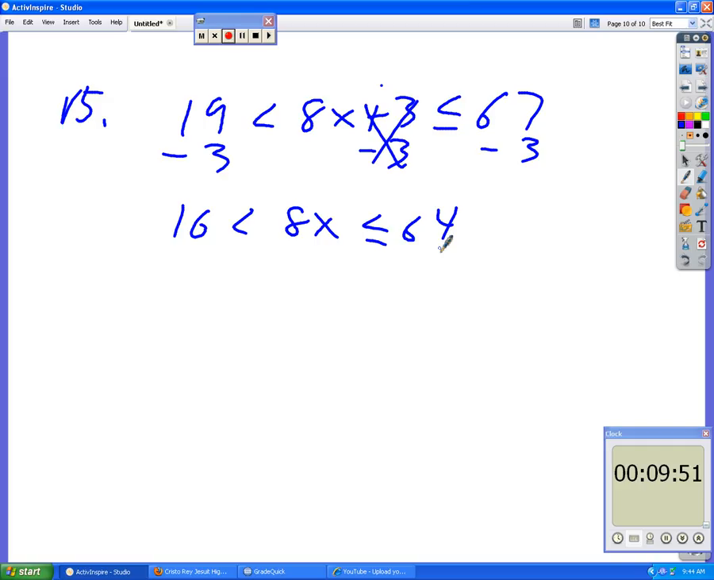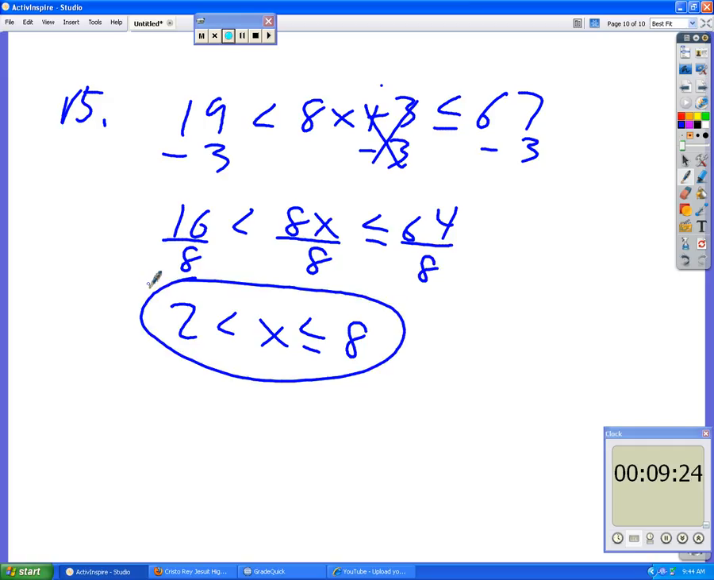What do I have to do here? Divide by 8 because I want to get the x by itself. So I divide this by 8, and whatever I do here, I have to do to every side. So I have to divide this by 8, and I have to divide this by 8. When I do that, I get 2 is less than x, which is less than or equal to 8. When I get the x by itself, or whatever letter we have by itself in the middle, now this is my algebra answer. That's as far as I can go algebraically. Now I can graph it. And graphing these are really simple.